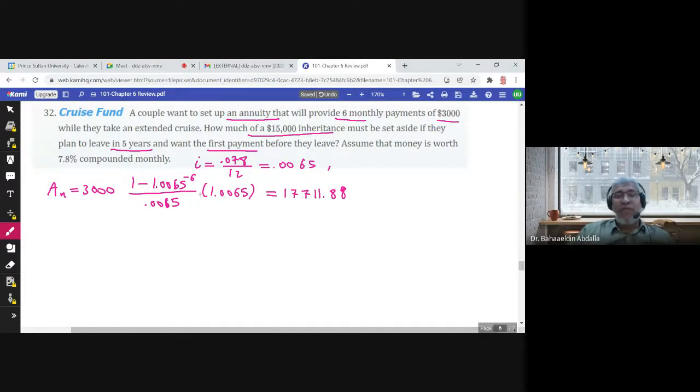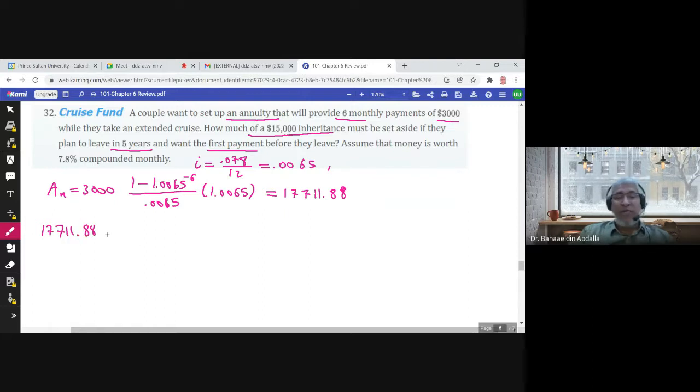Not now, not tomorrow. They need it in 5 years. So what would happen now? They inherited $15,000. So they will put this amount of money, 15,000, in the bank for 5 years. So what would be the future value of this amount in 5 years? You can find this, but is it important? Well, for me, it's not important. I just want to know how much of the 15,000 they must set aside. So this is the amount they need.